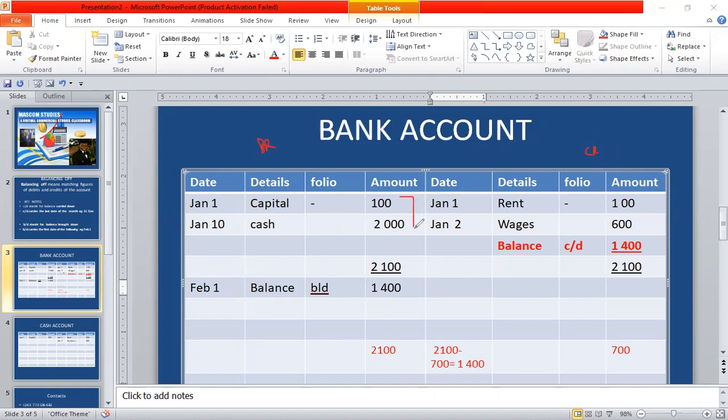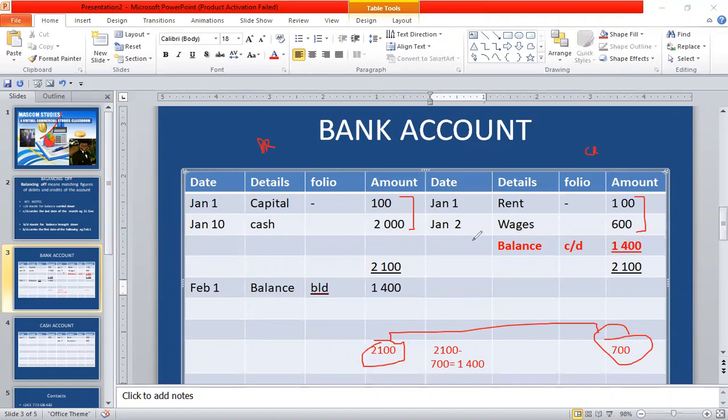So we compare the amounts on the credit side and the amounts on the debit side. Here we have a total of 2,100. Here we have a total of 700. This is our 2,100 on my working sheet. We compare 2,100 and the total of 700. How do we compare? We compare which one is bigger. So we subtract 2,100 minus 700.